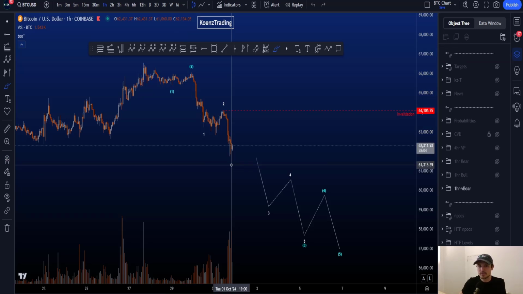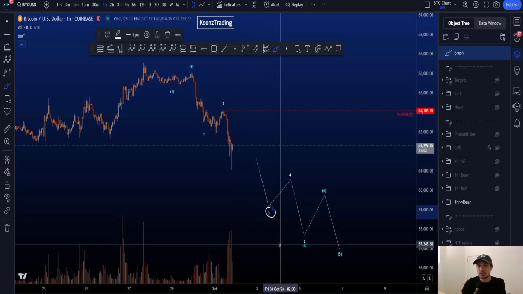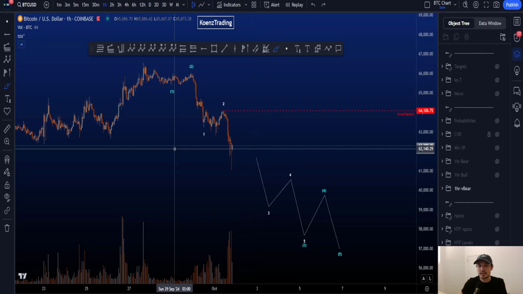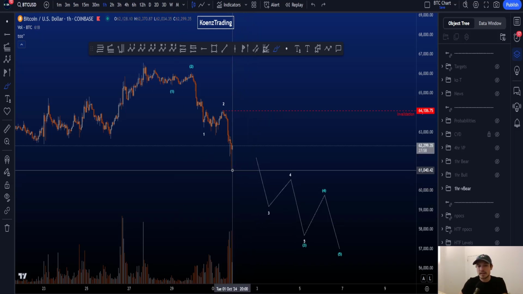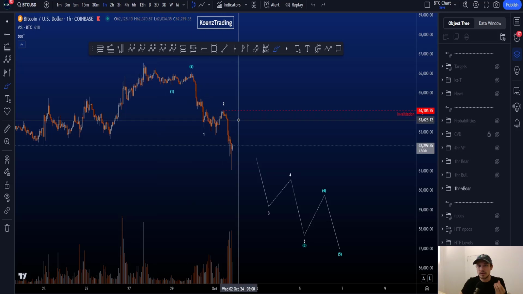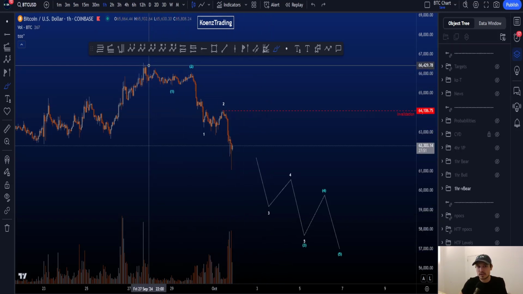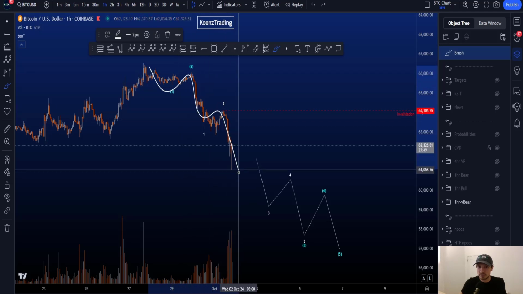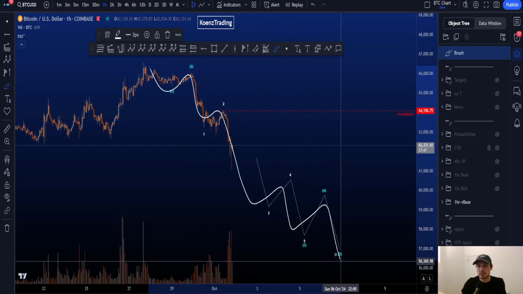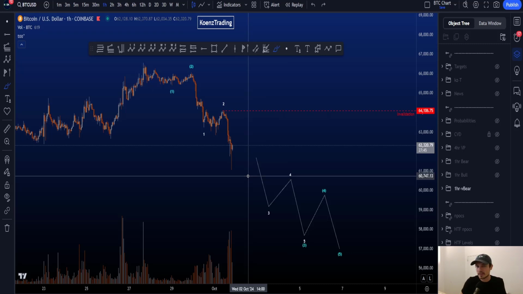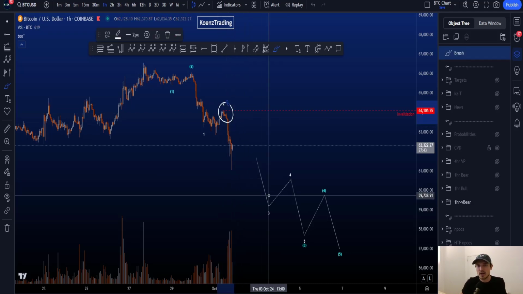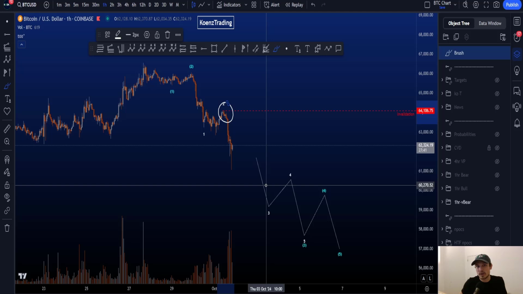In an impulsive structure, it is by far most common for a wave 3 to have the highest amount of volume, and now with this count over here, we count this highest volume move to the downside as a wave 3, as we are looking for a wave 1, 2, 1, 2, 3, highest volume, 4, 5, 4, 5. Now we have a very clear invalidation, which is the high over here at 64.1k.